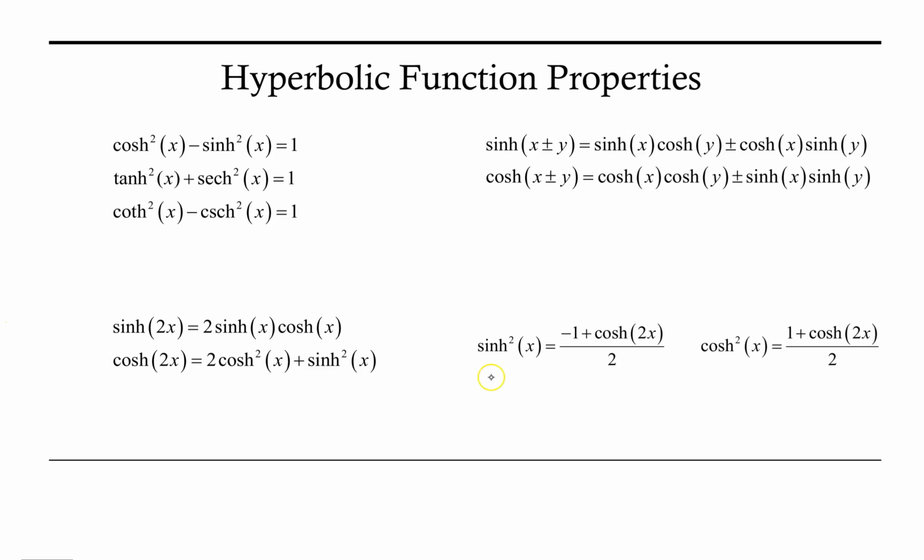There are identities that resemble the sum and difference identities that we see in trigonometry. There are identities that resemble the double angle formulas that we see from trigonometry, as well as the power reducing or half angle formulas.